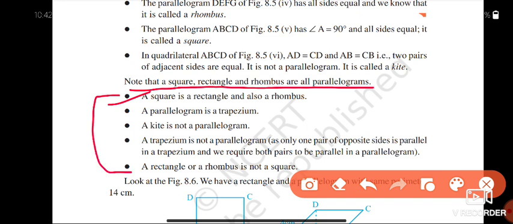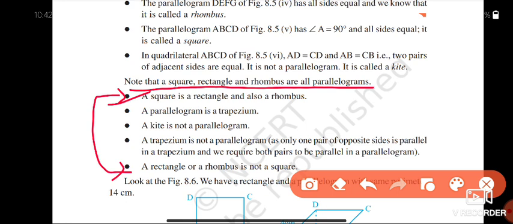A rectangle or a rhombus is not a square. A rectangle and a rhombus cannot be a square. Vice versa is not true. Only the square can be a rectangle and a rhombus, but a rectangle and a rhombus can never be a square, because they are not satisfying the property of a square.